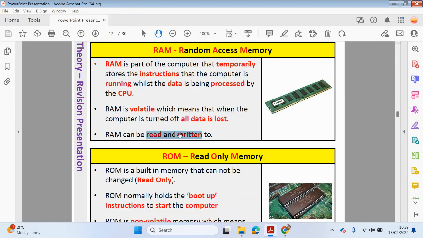RAM can be read and written to, unlike the read-only memory. The random access memory will contain data which is being processed by the CPU.